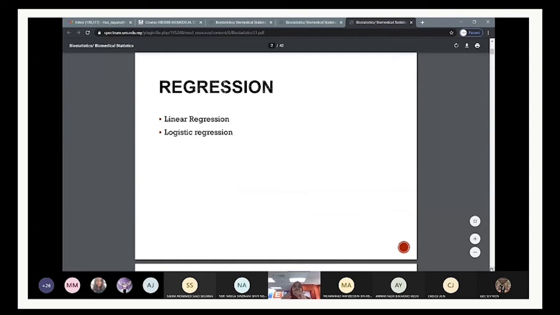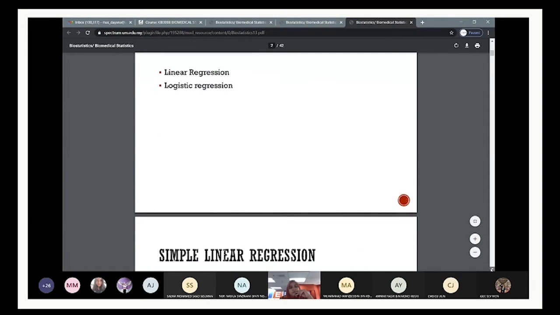So like I said, when we are talking about correlation, you cannot determine or predict the value. So it's not about x predicting y. You can only see the relationship between the two values. So we have two types of regression. We have linear regression and logistic regression.